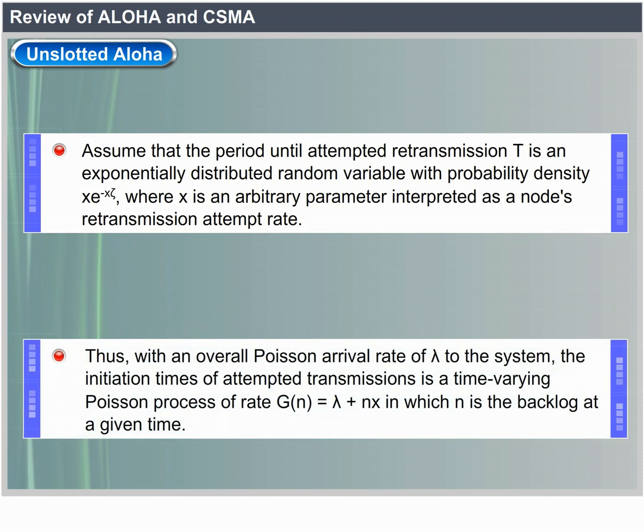Thus, with an overall Poisson arrival rate of lambda to the system, the initiation times of attempted transmissions form a time-varying Poisson process of rate g(n) equal to lambda plus n x, in which n is the backlog at a given time.